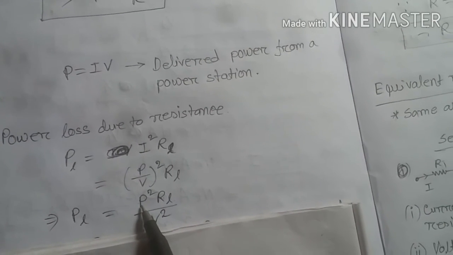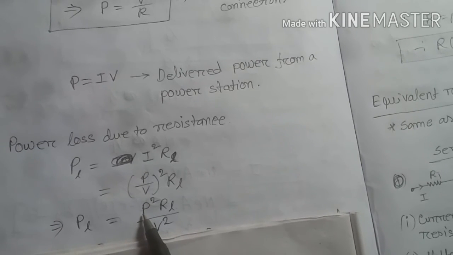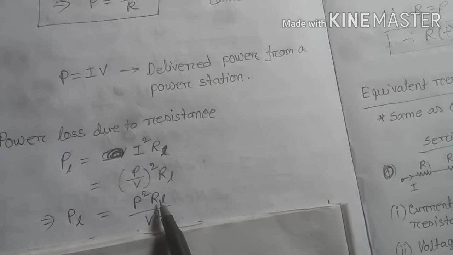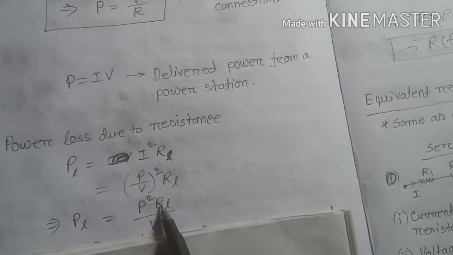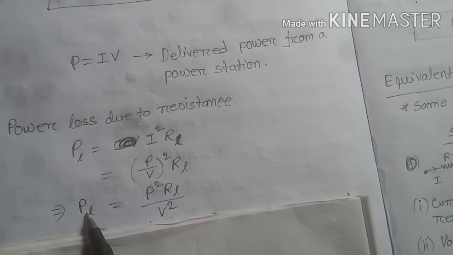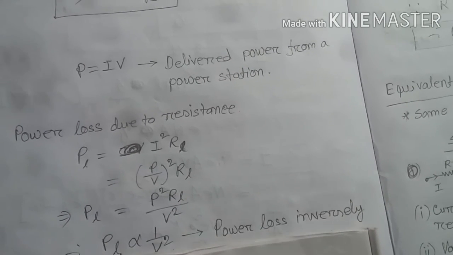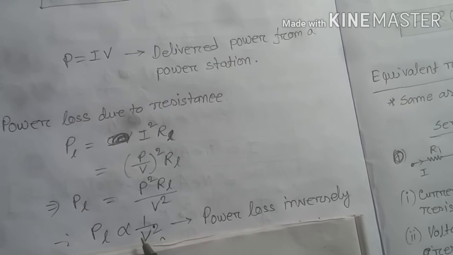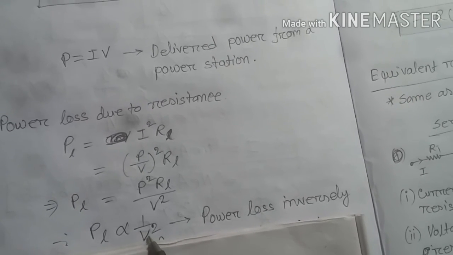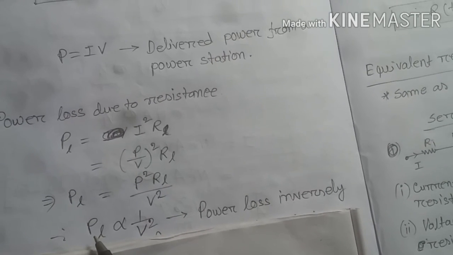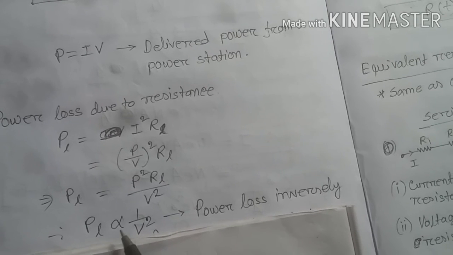See, this P is the power supplied by the power station, so the total power of the power station will be constant, and RL is the load resistance which is also constant. So from this equation we can say that the power loss in the load will be inversely proportional to the square of the voltage supplied. Okay, so if this voltage is very high, then the power loss will be less. That is why a high voltage is supplied from the power station with a danger sign.